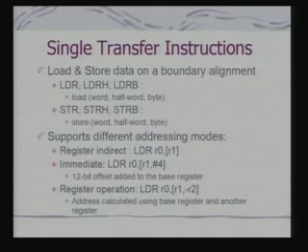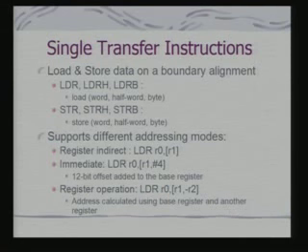Let's look at single transfer instructions. These load and store instructions are particularly for transferring data at a boundary alignment. What do we mean by boundary alignment? It means that the data is expected to be aligned at the correct memory address. So, when we load or store a word, the address should be at the 32-bit boundary. When we load or store a half word, it should be at the 16-bit boundary.